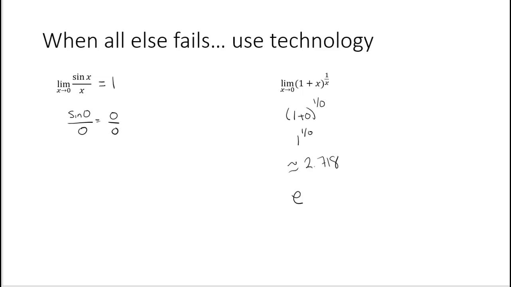So again, this is our third strategy. When all else fails and we can't rationalize our numerator or denominator, we can't factor something out, and it looks challenging, you want to use technology.